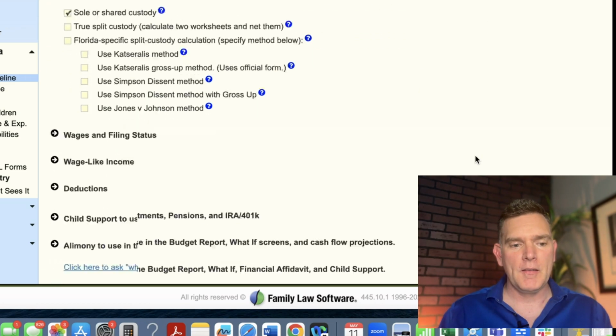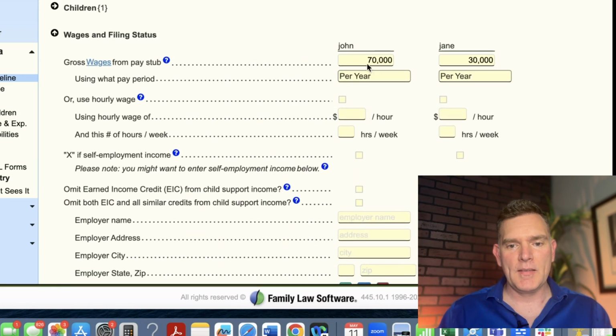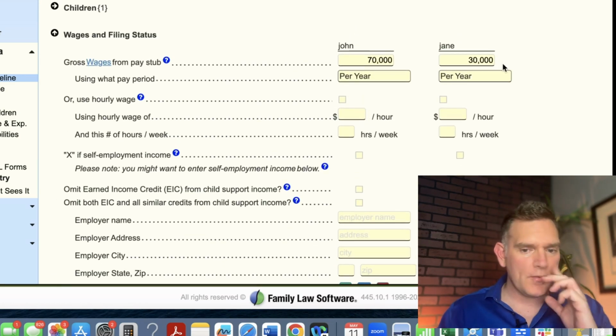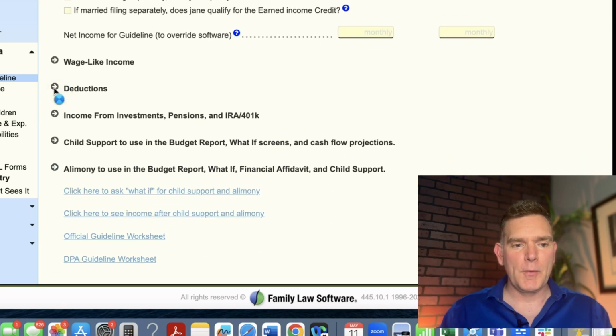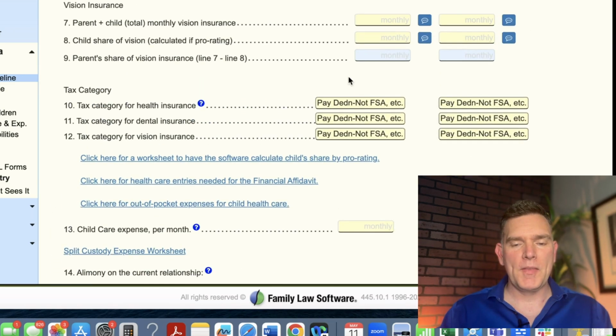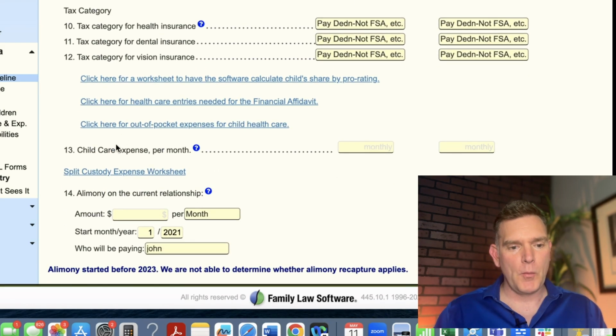So 50-50 time sharing, dad making $70,000 a year, mom making $30,000 a year, okay? These insurance numbers we just went over, all right? With that data, that has dad paying child support of approximately $265 a month, okay? Here's how much of a wild card the daycare cost is.